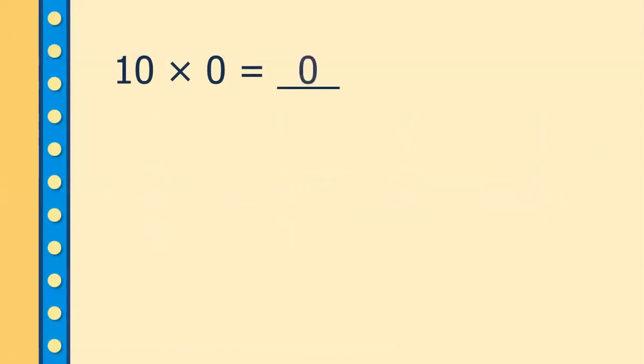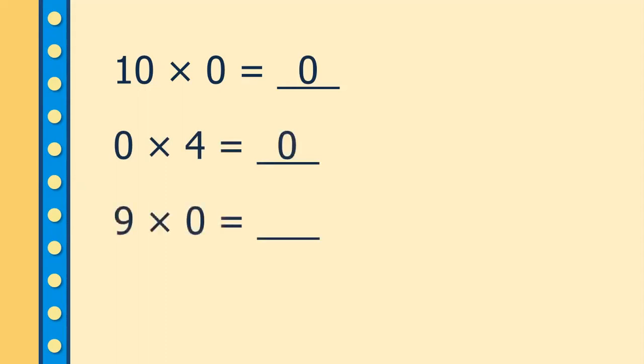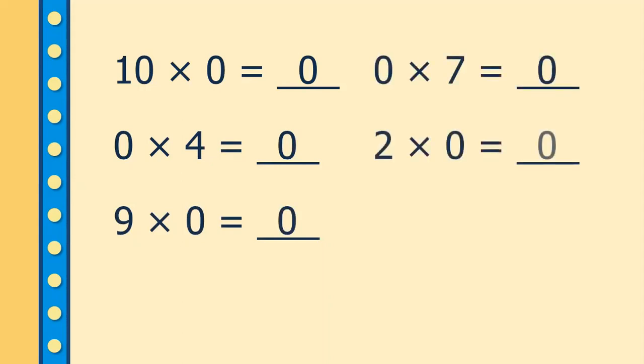All right, this should be fast. 10 times 0, 0. 0 times 4, 0. 9 times 0, you guessed it, 0. 0 times 7, also 0. 2 times 0, 0. 0 times 10, 0.